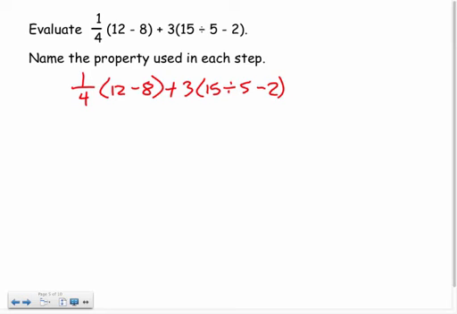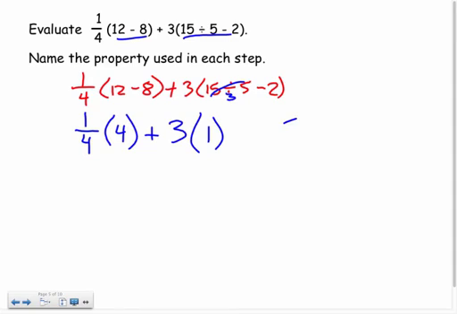If I use the same property for multiple steps here, I can combine them all in one step. So if I look at what's inside these parentheses, all I'm going to do is substitute. There's nothing else that occurs in here. 12 minus 8 is 4. I just replaced 12 minus 8 with 4, so that's substitution. Also in here, 15 divided by 5 is 3, and 3 minus 2 is 1. So all I did was substitute. Substitution. I just combined two steps into one because it was the same property, substitution.